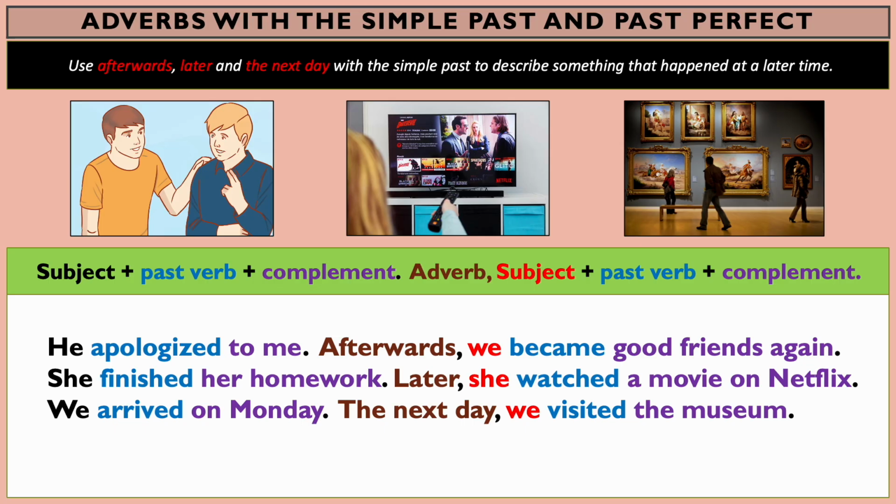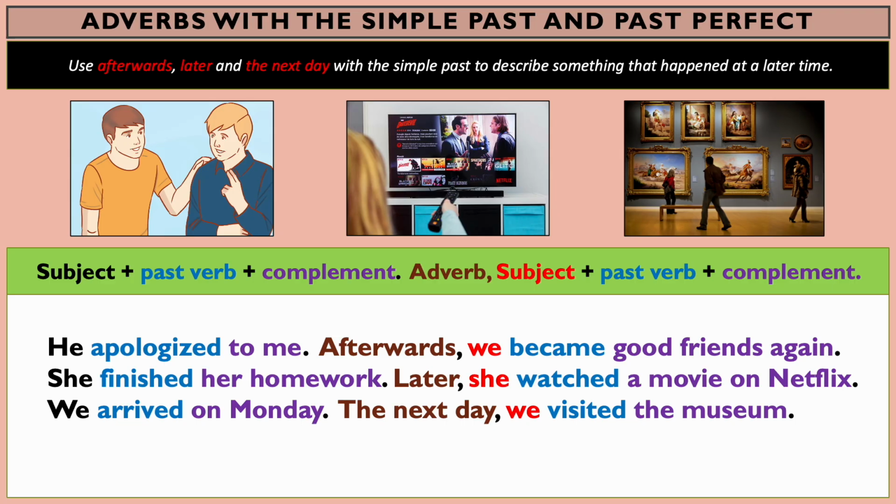Use afterwards, later, and the next day with the simple past to describe something that happened at a later time. This is the formula that you need to follow. Subject plus past verb plus a complement plus a period, then an adverb. In this case, the adverbs are going to be afterwards, later, or the next day, plus a comma, plus a subject, plus a past verb, plus a complement. If you see, in this case, you have two sentences that are connected using adverbs.